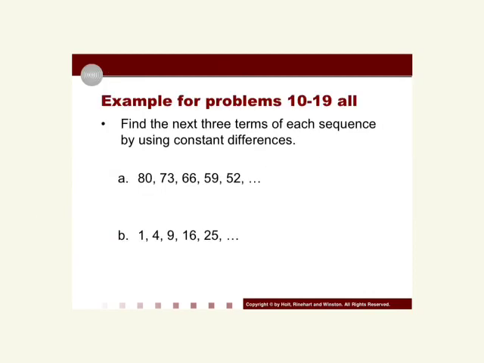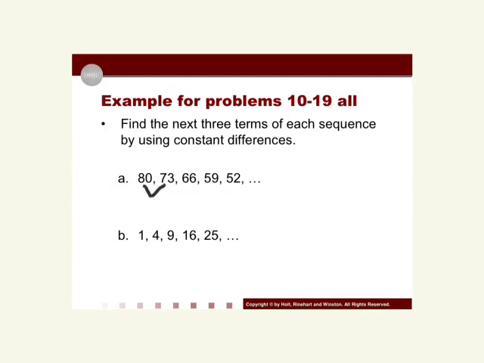All right, let's look at a couple more examples here. It says find the next three terms of each sequence by using constant differences. So what we're going to do here is find what the next three terms of this number sequence would be, and we're going to do so by looking at differences. So let's jump right into it.